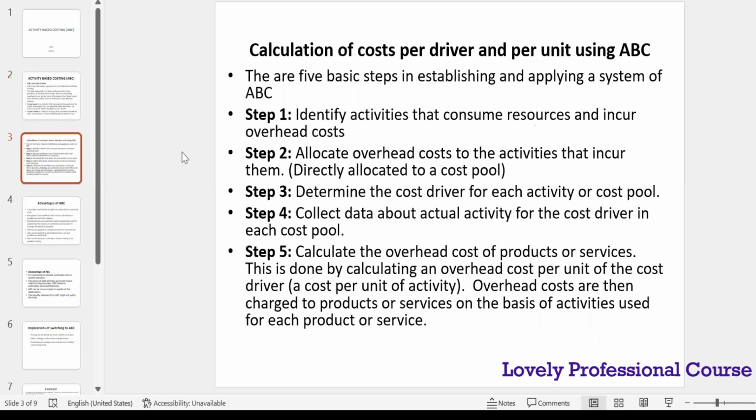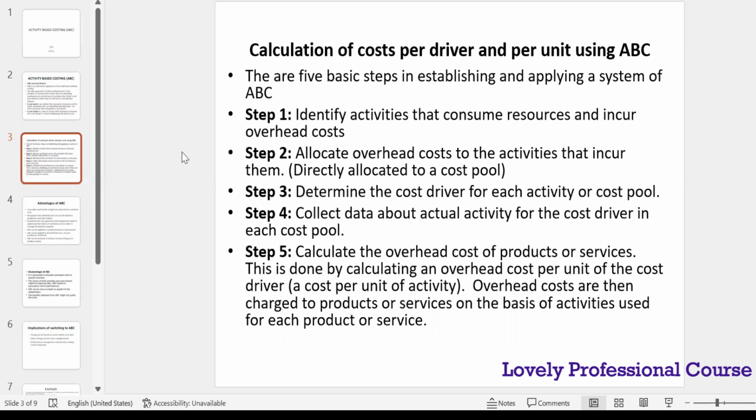Now, for implementing activity-based costing, there are a lot of steps, but these steps can help you implement activity-based costing in a certain organization. There are 5 basic steps in establishing and applying the activity-based costing system. Step number 1: identify the activities that consume resources and incur overhead costs. So once you read the question, try to identify the expenditures and the cost associated with each expenditure. That is the first step.